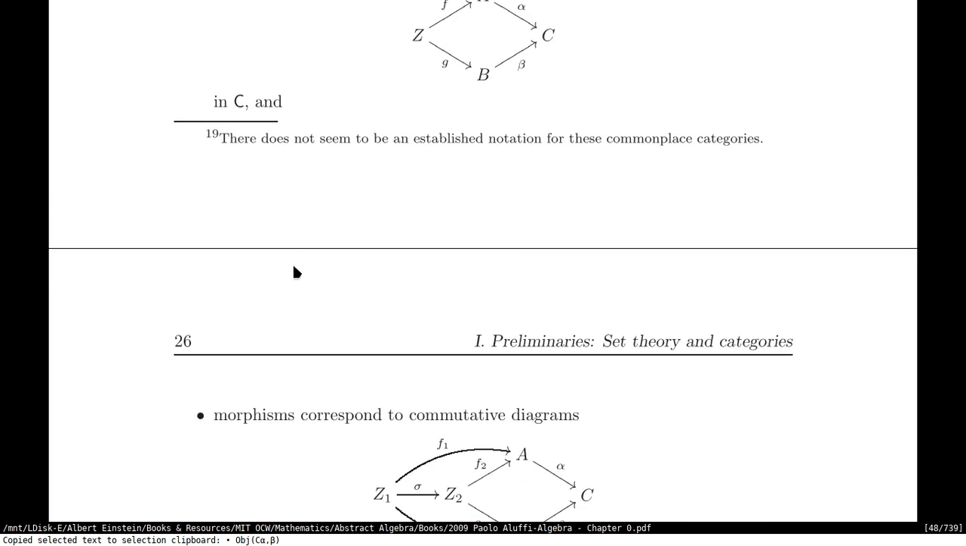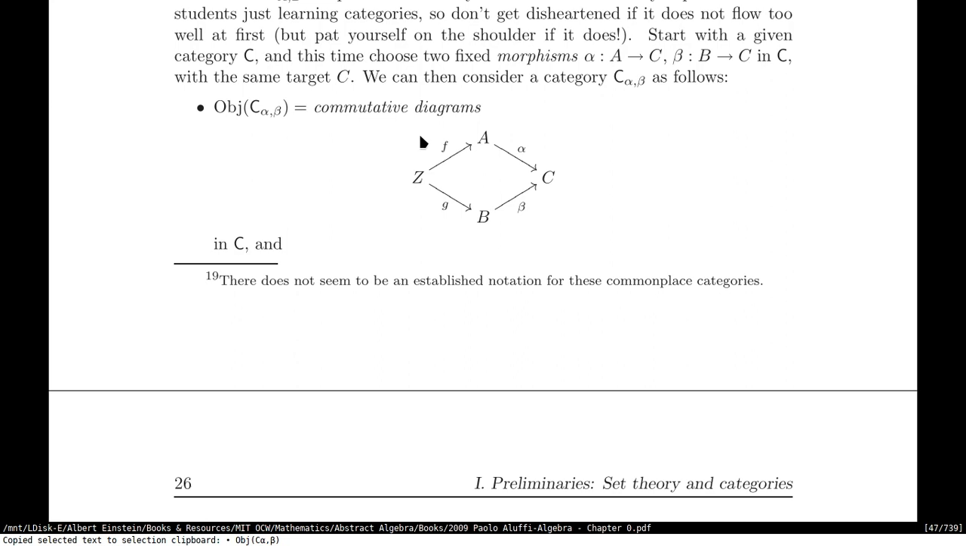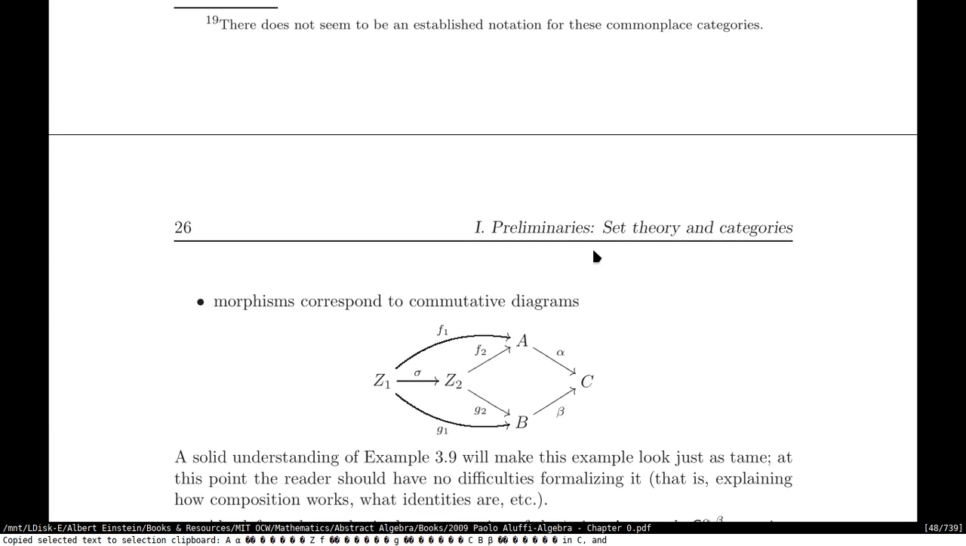And the morphisms again will be between objects of this kind. So you're going to have A and B, as we had before, going to C with alpha and beta. What's different is that now we have two different things, Z1 and Z2. Z2 goes to A with F2, Z2 goes to B with G2, Z1 with F1, Z1 with G1, and between Z1 and Z2 you have the morphism sigma, as it always has.